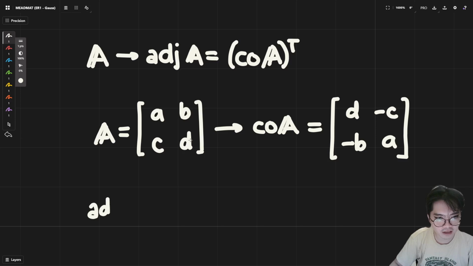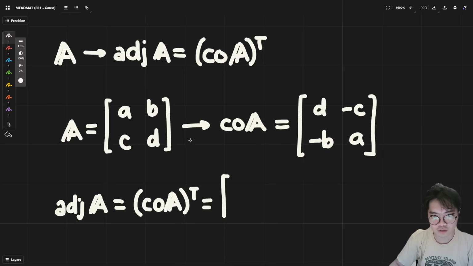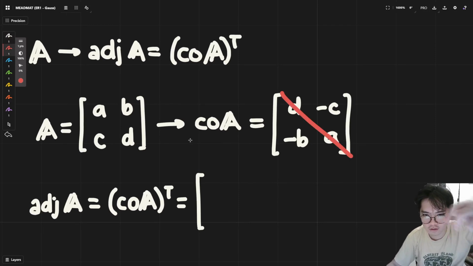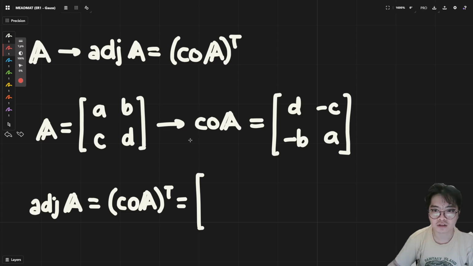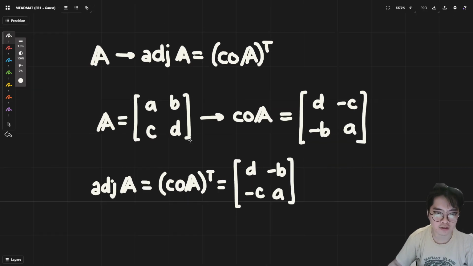We now get the adjoint of matrix A, which is going to be the transposition of your cofactor matrix, which makes this. If you do this, you just switch the values of negative B and negative C, and there you go. And then we have here D and A. We're just going to switch negative C, negative B. This is your adjoint of A.